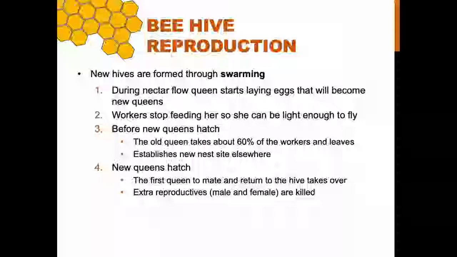Shortly after the old queen leaves, the new queens hatch. Typically, a bunch of queens hatch. They fly out of the hive and look for drones that are buzzing around. They'll mate with the drones, come back to the hive, and establish themselves as the queen. Typically, the first queen that mates and gets back gets to become the queen. All the other ones get rejected and die, essentially. So yeah, then ultimately after that all happens, all the extra reproductives, the drones and the queens, will be killed off.